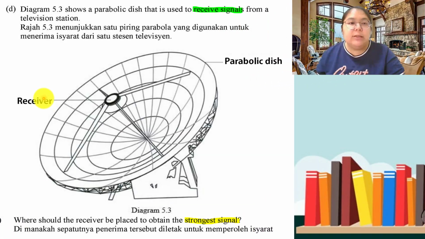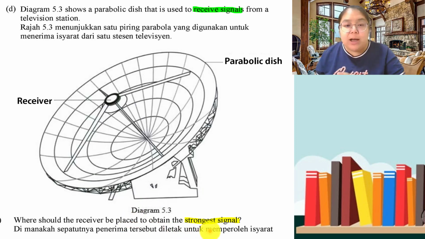Okay, D shows the parabolic dish, which is used to receive the signal from the TV station. So you can see the shape. It is just like the concave mirror. Then after that, they find the place to obtain the strongest signal. So where do you need to put your receiver? Do you want to put it at the center or far away? They want to receive the strongest signal.